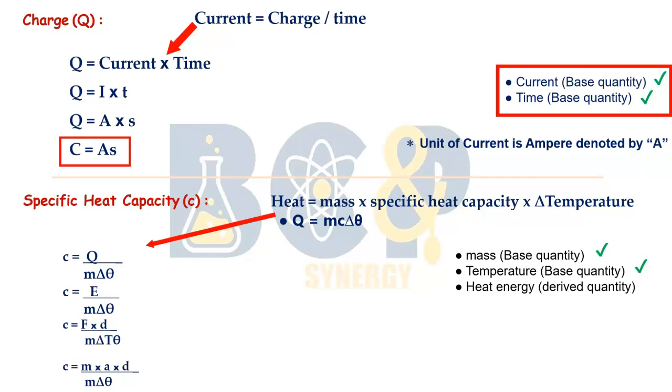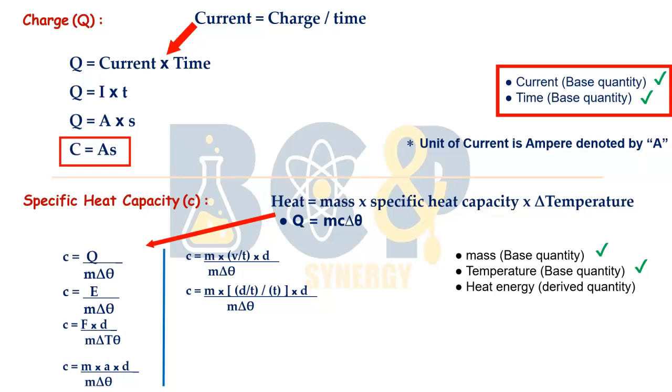Now acceleration is a derived quantity over here and the rest are all base quantities. Then instead of acceleration we will substitute velocity divided by time, which is the formula of acceleration. Now mass, time, displacement and temperature are the base quantities, while velocity is still a derived quantity. What is the formula of velocity? It is displacement divided by time. Now all of these quantities are base quantities.